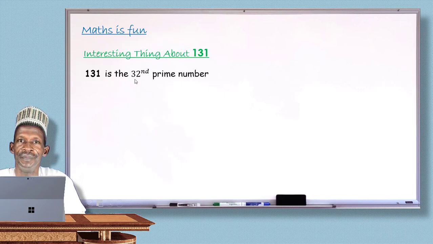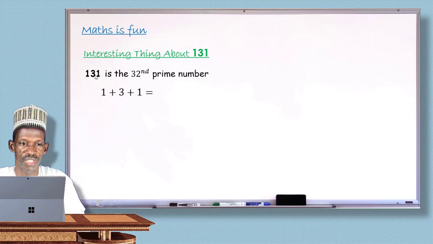131 is a prime number, and it is in position 32 in the sequence of prime numbers. If you write all the prime numbers, you discover that this 131 is in position 32, meaning it is the 32nd prime number. And what is so special is that if you add the digits in the number 131, that is 1 plus 3 plus 1, it gives you 5.